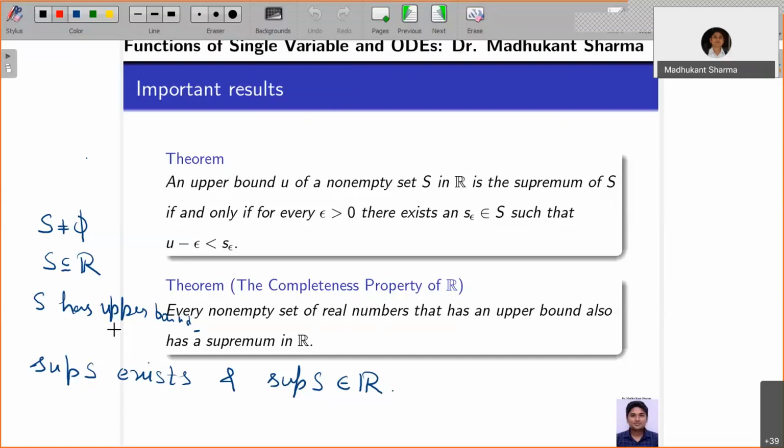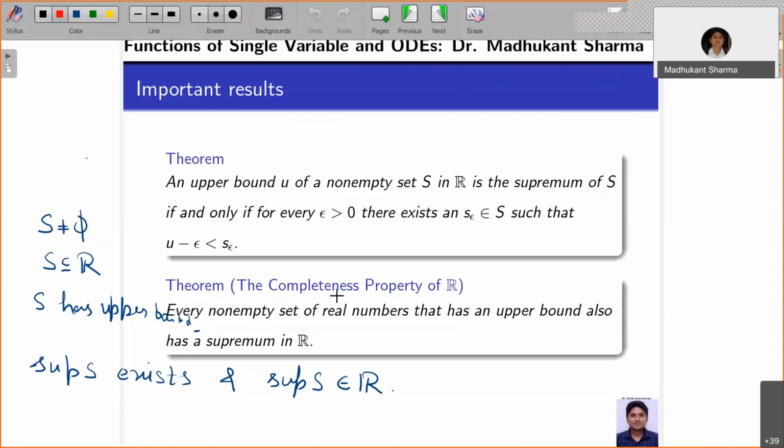Okay, so S has an upper bound doesn't mean that we are saying S contains the upper bound. S has an upper bound means it may be outside S, it may be inside S. Similarly, the supremum of S exists, and it may be inside S or may be outside. But it can be proven that if S is a non-empty subset of R and S contains its upper bound, then that upper bound itself becomes the supremum. Okay, that also can be proven.